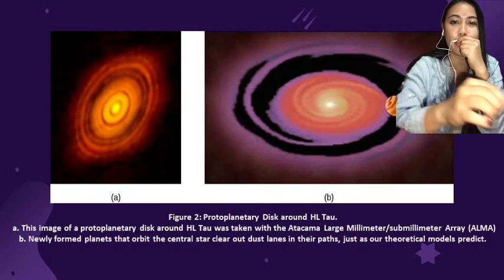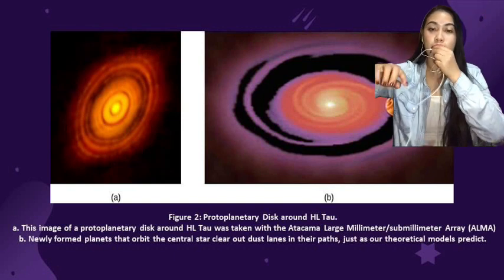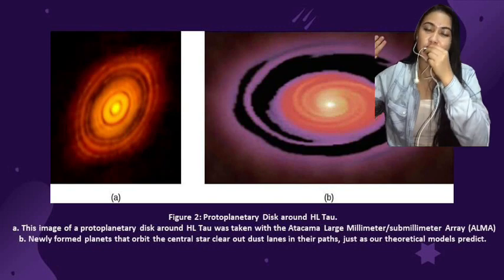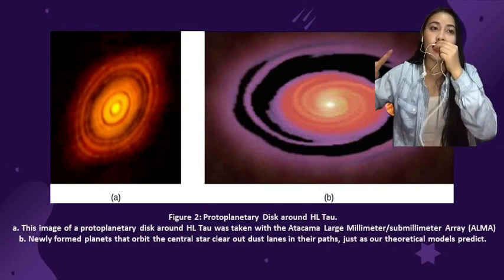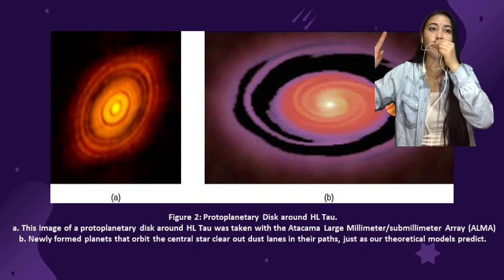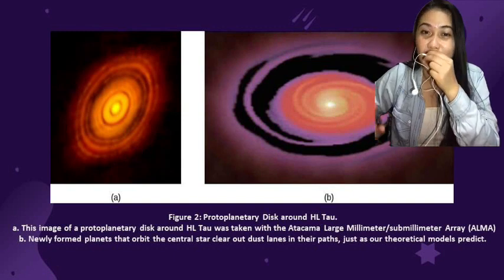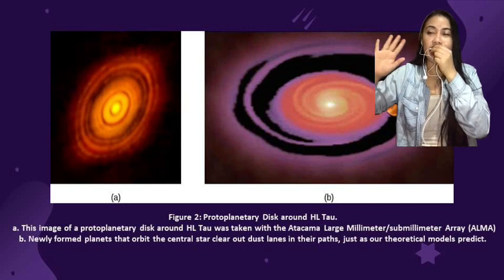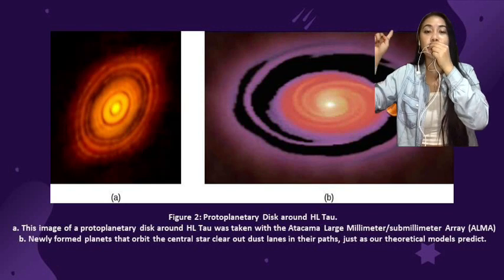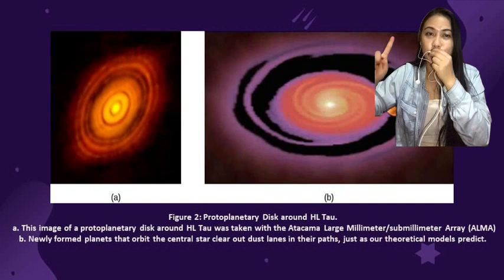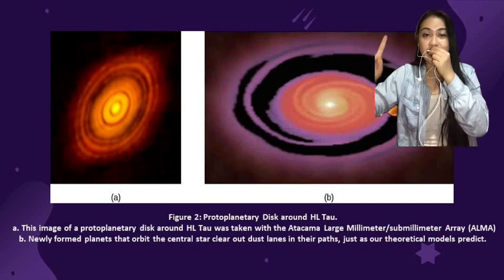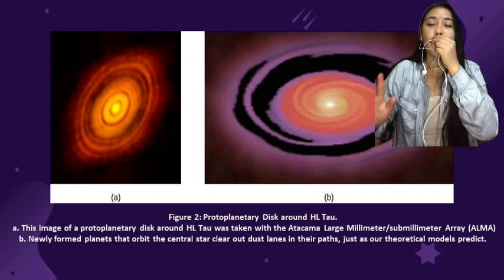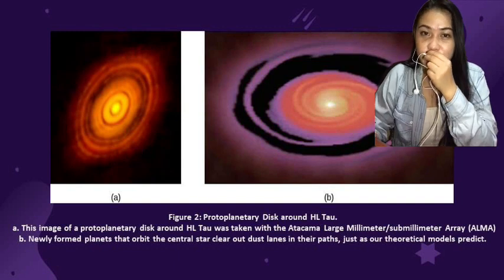Okay, now we have a picture naman. Okay, here in our figure 2, please observe the picture. We have A and B. Okay, this figure 2 shows the protoplanetary disk around the HL Tau. Okay, kanina sa figure 1, it shows the protoplanetary disk in the Orion Nebula. But ngayon po, sa figure 2, protoplanetary disk around the HL Tau.